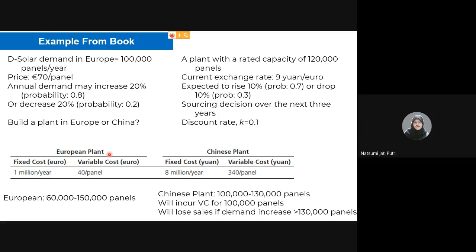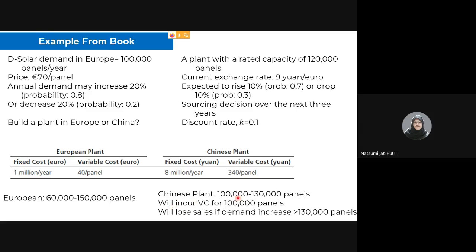And here we also know that the fixed cost in the European plant is 1 million per year. The variable cost is 40 per panel. And the range of production in Europe is 60,000 to 150,000 panels. And in China's plant, the range of production is 100,000 to 130,000 panels. And the fixed cost and variable cost are here.